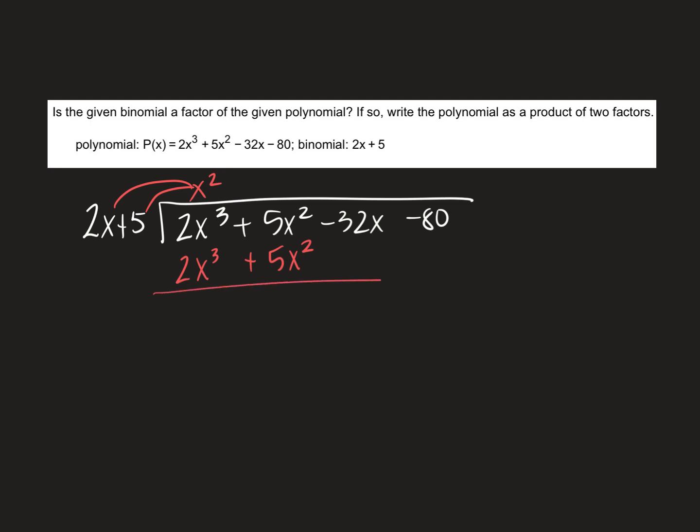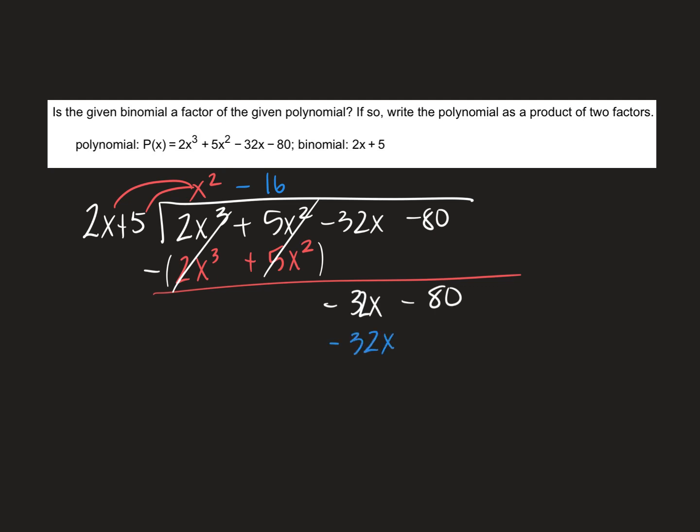So now I am going to cancel out 2x cubed minus 2x cubed. Remember, these are all minus. Cancel, cancel. So now I'm going to bring my next guys down. -32x minus 80. Okay, so -32. So what times 2 is going to give me -32? That's going to be a -16.